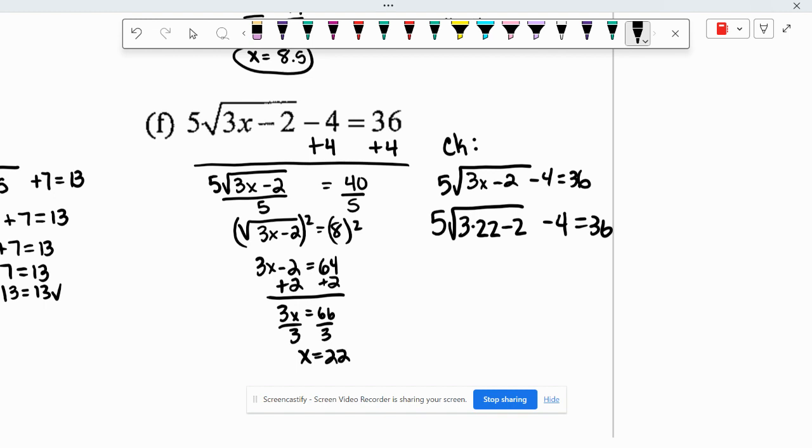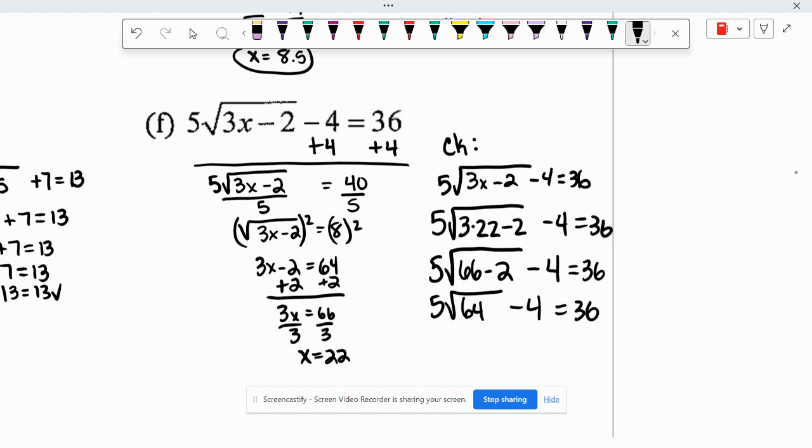Okay, here we go. I'm going to throw it up there and you guys can see it. So I got x equals 22. I'm doing the check right now. 5 times, let's see, this is 3 times 22 is 66 minus 2 under the radical, minus 4 outside of the radical equals 36. 5 times 66 minus 2 is 64, minus 4 equals 36. Square root of 64 is 8. 5 times 8 minus 4 equals 36. 5 times 8 is 40. 40 minus 4 is 36. So your answer should have been x equals 22.